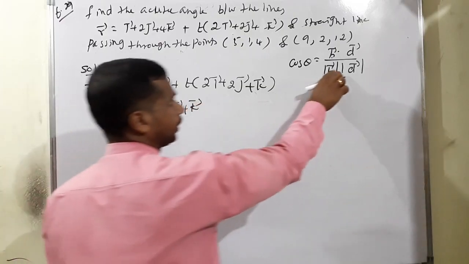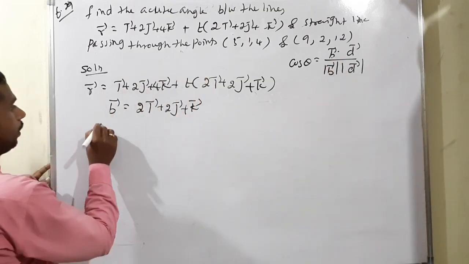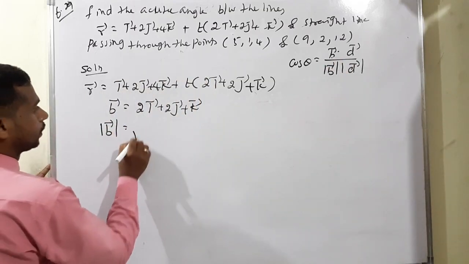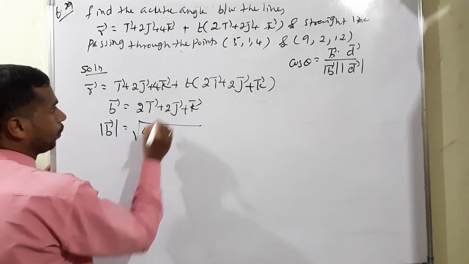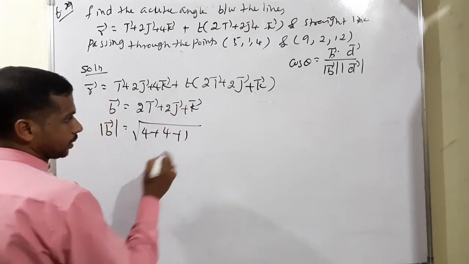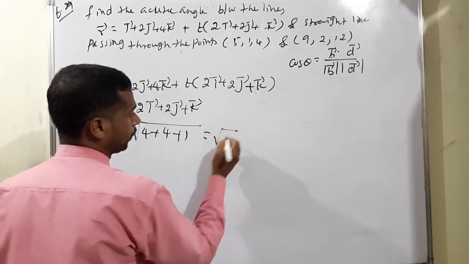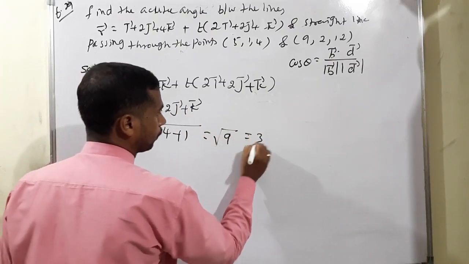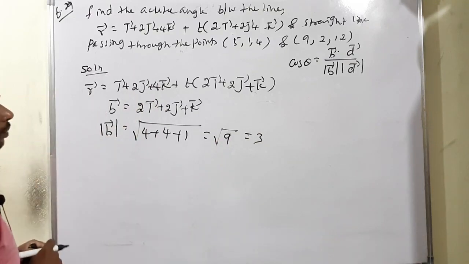According to the condition, modulus of B vector we also need. Therefore, modulus of B vector is equal to square root of 2 square means 4, again 2 square means 4, and k square means the k coefficient 1. Therefore, 4 plus 4 is 8, 8 plus 1 is equal to 9. Therefore, it is equal to 3. That is modulus of B vector.